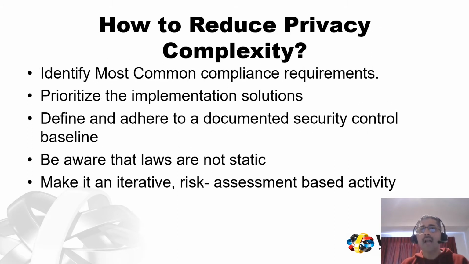There are certain identifiable ways to reduce the complexity of implementing privacy in organizations. Now, I have defined 5 simple ways here. One way to reduce the complexity and the cost associated with compliance is to identify the most common compliance requirements across the organization's data security and privacy obligations. We need then to prioritize the implementation of solutions that address these baseline requirements.